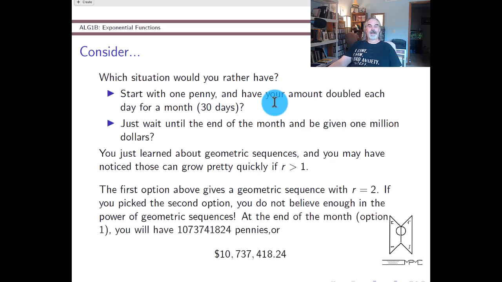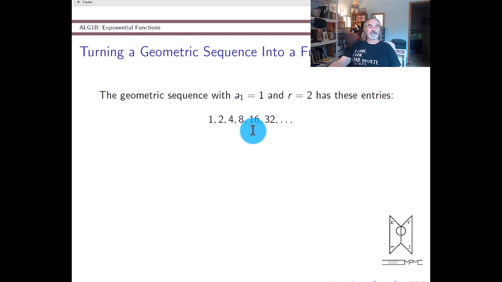Because if you waited out 30 days and you were starting with the penny and doubling the amount you have to 2 cents, 4 cents, 8 cents, etc., by the end of the month you would have, let's see, how do I read this number out? 1,073,741,824 pennies, which is over $10 million. So if you just waited till the end of the month and get $1 million, your friend that picked the first option has 10 million and more. So sorry.